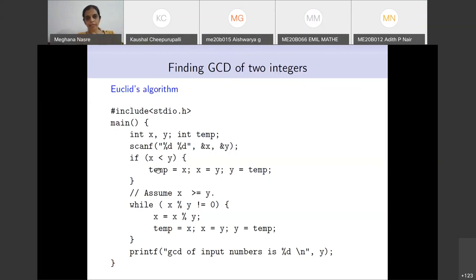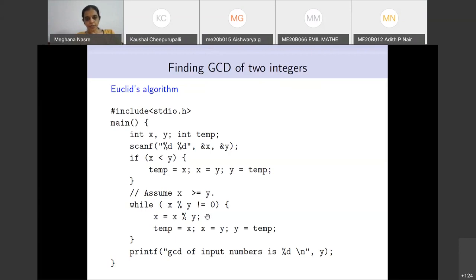Therefore, we swap it. That is, we do this routine procedure. So computing the min, or swapping two integers, is something that we know now very well, so I'm not going to spend time on that. And then as long as X mod Y is not equal to 0, we keep entering the loop.